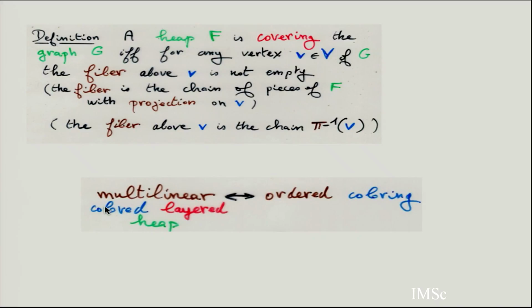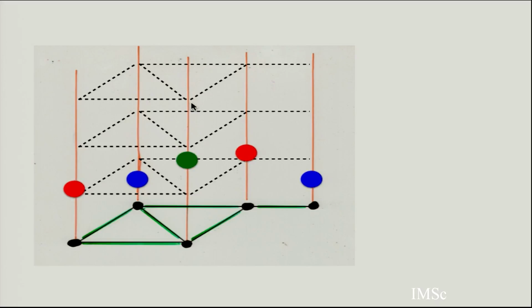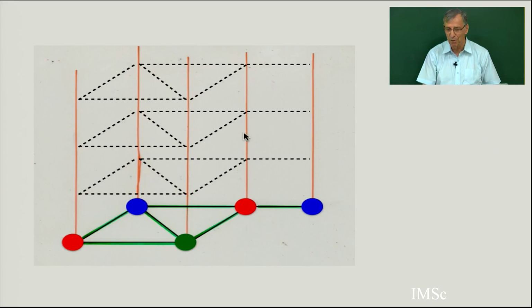And so a multilinear color layered heap is in bijection with an ordered coloring. So when you take a coloring of the graph and take a total order of the colors, what I have done before, then this is in bijection with a multilinear color layered heap. That's what we have done here: we have a coloring of the graph with 3 colors, and I have defined an order on the colors, first color, second color, third color. This gives me a heap. This is a multilinear heap, which is in bijection. If you project all the balls down, this gives you back the coloring.